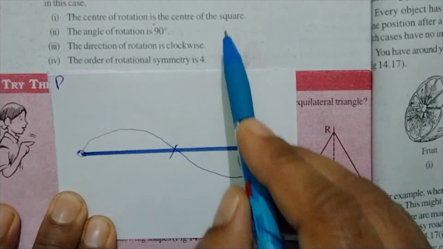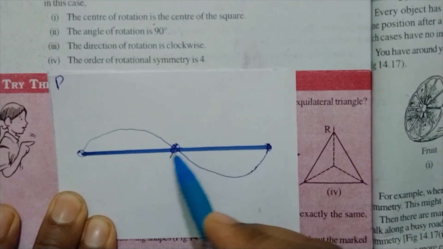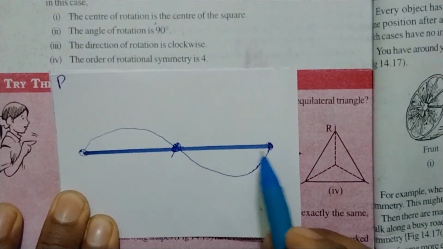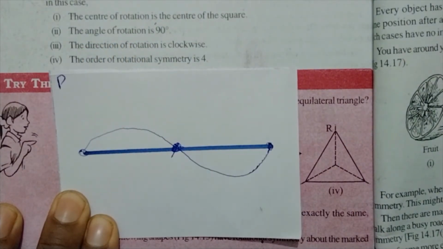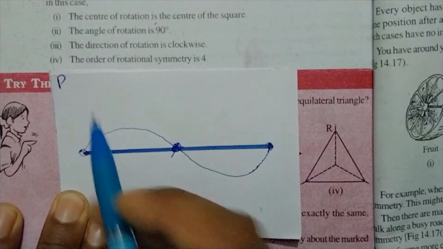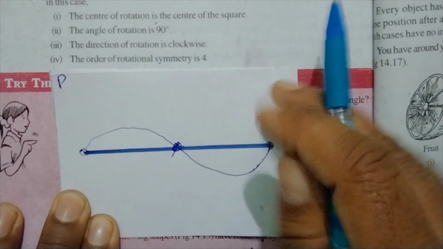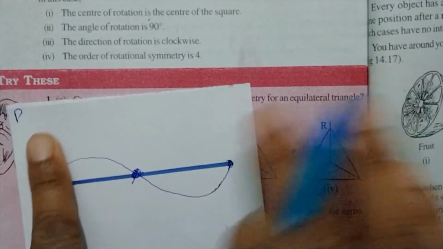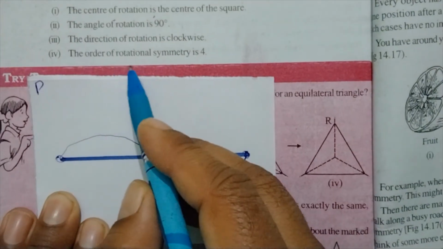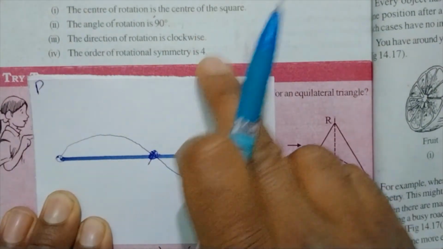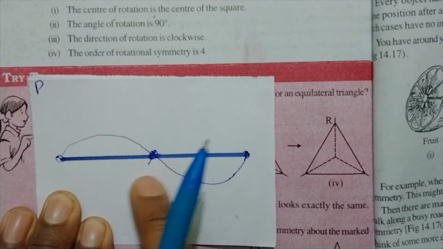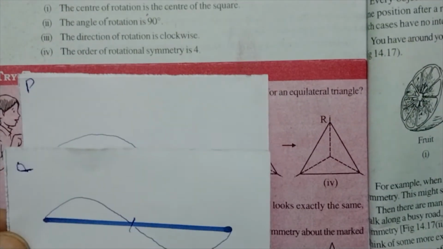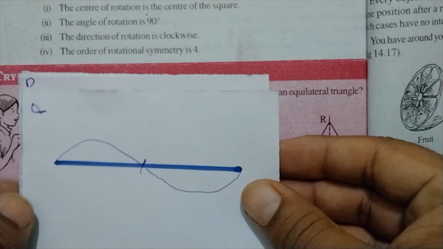First of all, the center of rotation is the center of square. Here, this is the center of rotation in this diagram. Second, the angle of rotation. Angle of rotation in this diagram is 180-degree. Third thing, the direction of rotation is clockwise. We were rotating this way. Okay, so this rotation was clockwise. The order of rotational symmetry is 4 in case of square. But here in this diagram, the order of rotational symmetry is 2.